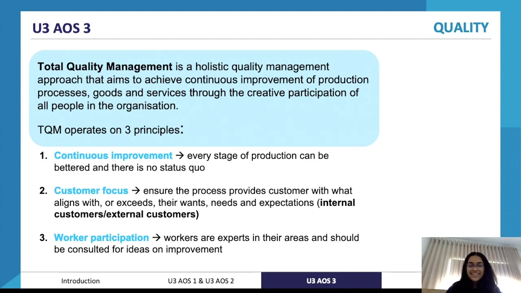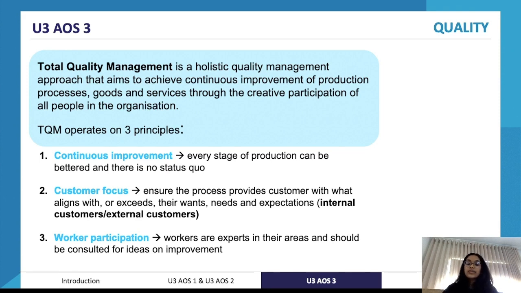The second principle is customer focus, and that is just ensuring the process provides the customer with what aligns with or exceeds their wants, their needs, and expectations. So kind of looking at internal customers and external customers, just ensuring that whatever the business is doing meets their needs, their wants, and their expectations.